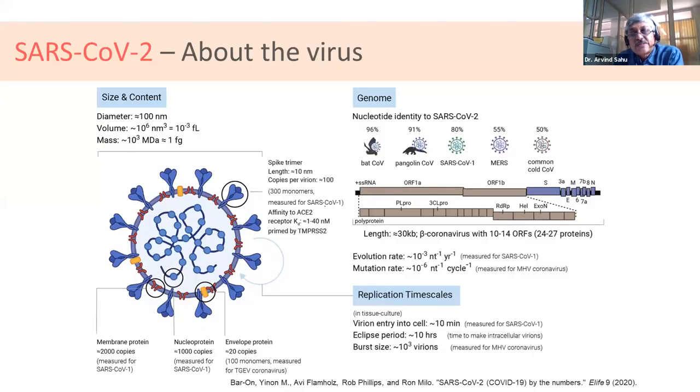If one compares the genome of this with other coronaviruses like SARS-CoV-1, MERS or the common cold, what you see is that it is closer to the bat CoV, but it's still not the same. It's only 96%. What this means is that when it jumped from bat to human, there was predicted to be an intermediate species. So it went into some intermediate species, and from there it jumped into human. What that intermediate species is, we still don't know, and people are still looking into that.